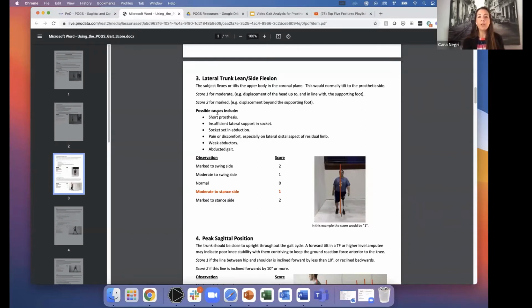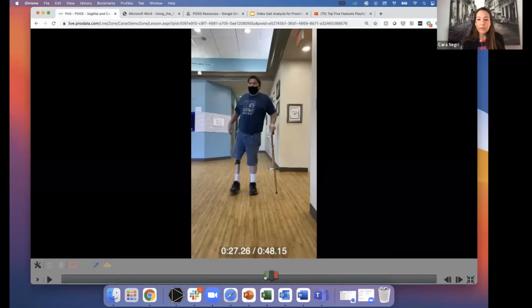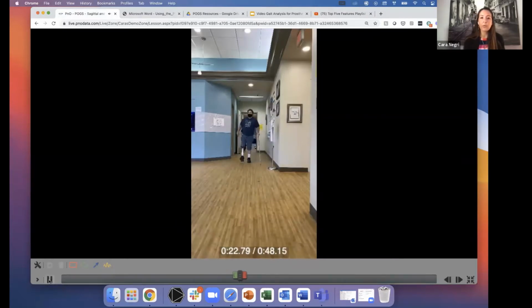So let's take a look and see if we see his displacement of his head in line with the supporting foot or over it. So let's make that a little bit bigger for y'all to see. I'll just go back a little bit and I'll let it run through all on its own for just one pass through.